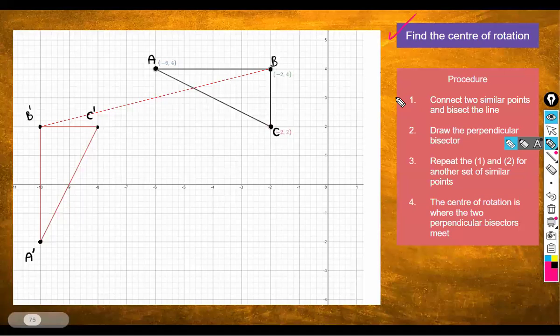You see that red line? You are going to bisect it using your compass. So what you need to do is put your compass, pivot it at B prime, scribe an arc. Open it a little bit more than half. Scribe an arc. And then you're going to put it at B and scribe another arc. But make sure when you open your compass, you do not change the size of the opening.